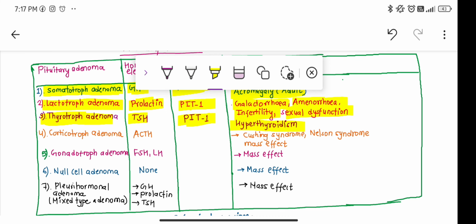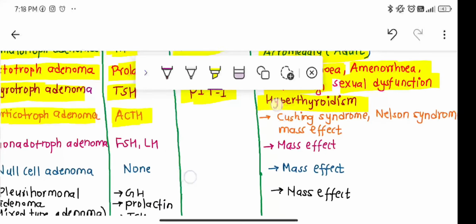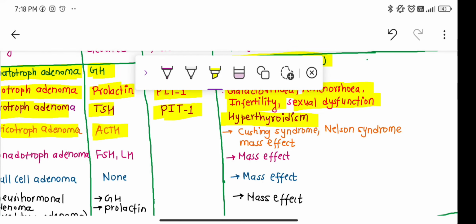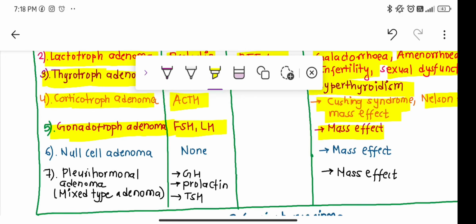Now next is corticotrope adenoma. In corticotrope adenoma, there is an increase in the level of ACTH, and the patient will present with Cushing syndrome, Nelson syndrome, and mass effect. Next is gonadotrope adenoma, with increased levels of FSH and LH, and there will be mass effect. Mass effect means that due to the increase in the size of the tumor, it puts pressure on the surrounding tissue, and it will lead to different clinical signs and symptoms. For example, if there is pressure on the optic chiasma, it will cause some visual defect, like bitemporal hemianopia. So these are the mass effects of the tumor.